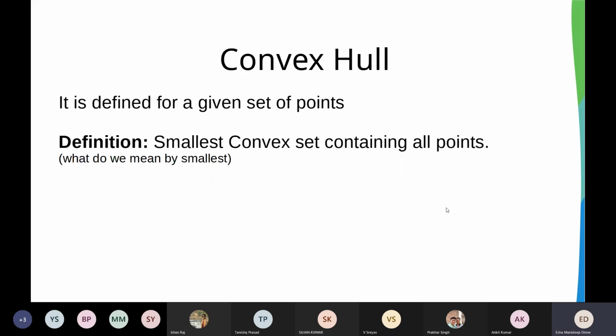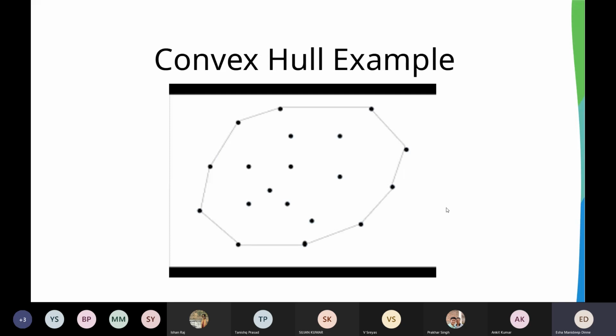And what do we mean by smallest? In general, whenever we talk about this, we can talk about either the area or the perimeter. So what do you guys think it is? What do we mean by the smallest convex set? Do you mean the set with the smallest perimeter, or do you mean the set with the smallest area? What do you guys think?